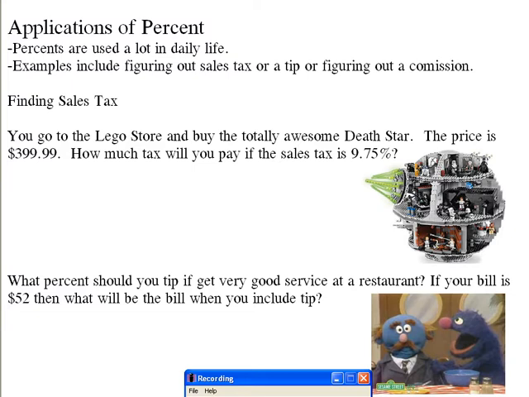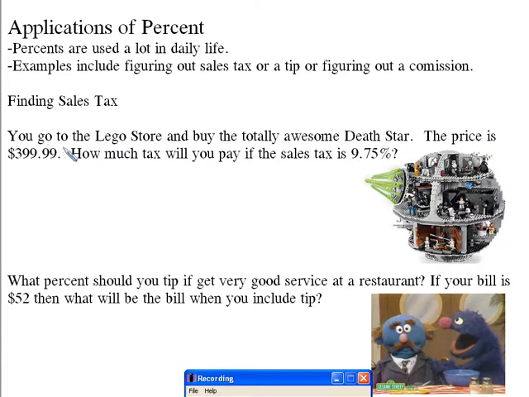Applications of percent. Percents are used a lot in daily life. For example, anytime you purchase something, you have to figure out the sales tax. Or when you go out to a restaurant, you have to figure out the tip. Or if you buy a house or do a business deal, sometimes you have to figure out a commission. Those are just some examples of how you use this on a daily basis. Now, finding sales tax.